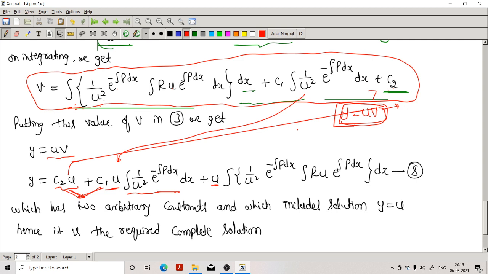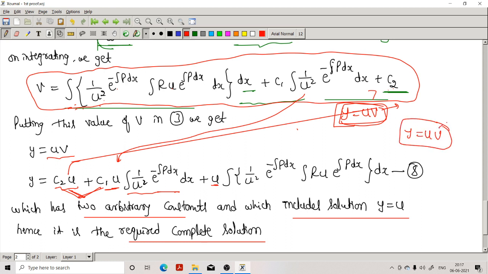Therefore in this step we have clearly said that this is a solution for a second order linear differential equation, because it has two arbitrary constants, and it includes the solution y is equal to u, that is a part of CF. Hence this is the required complete solution, because the complete solution is in the form of y is equal to u into v. This contains two arbitrary constants, C1 as well as C2. Therefore this is a solution for a second order linear differential equation if you know a part of a complementary function.